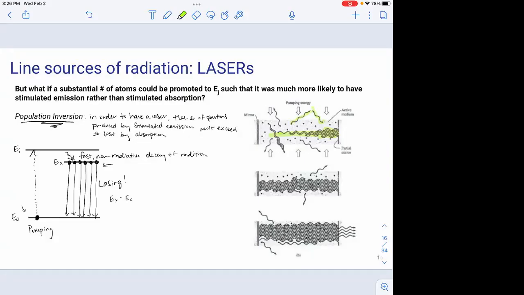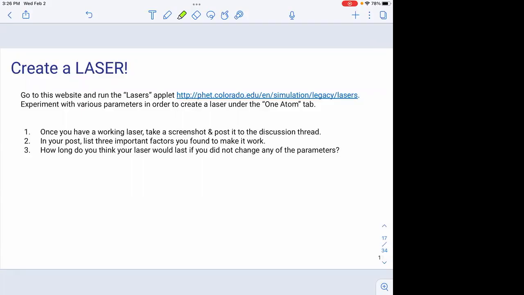All right, this is a really cool process. If that was confusing to you, I highly suggest that you try and create a laser in this applet from the PhET simulation website out of Colorado. Just try the one atom tab, follow these steps, and I think you'll find it hopefully very explanatory.